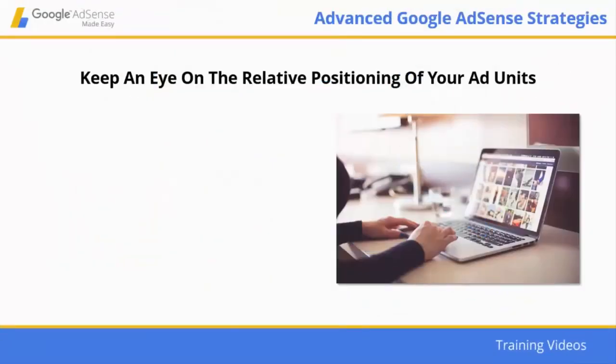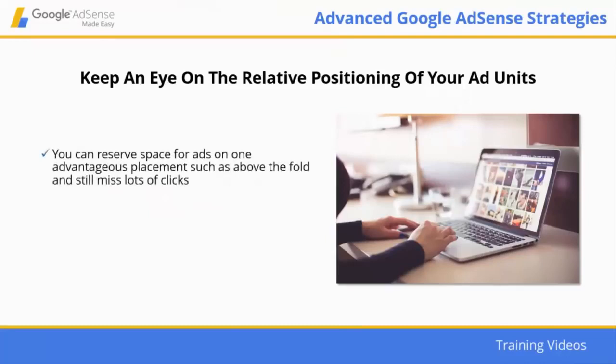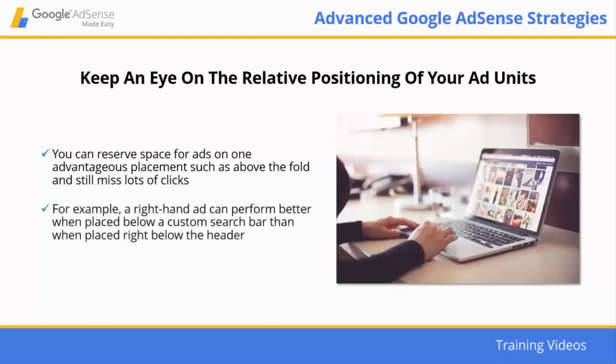Keep an eye on the relative positioning of your ad units. You can reserve space for ads on one advantageous placement such as above the fold and still miss lots of clicks. This is because certain ads perform better not because of their placement, but because of what they are next to. For example, a right-hand ad can perform better when placed below a custom search bar than when placed right below the header.